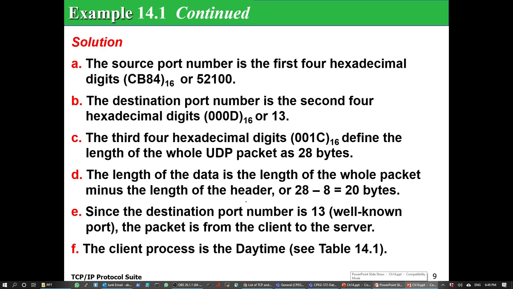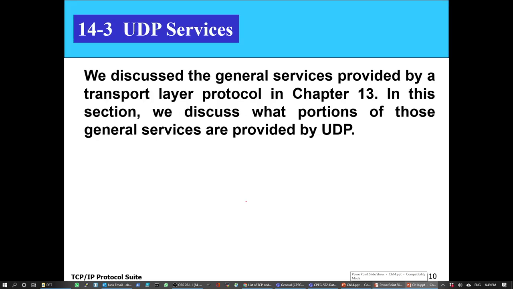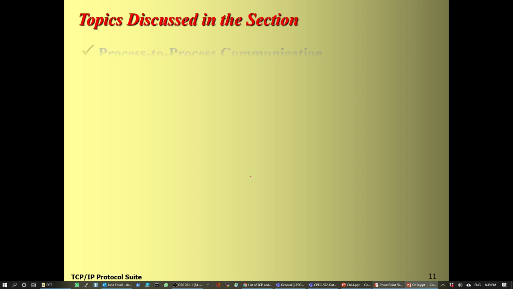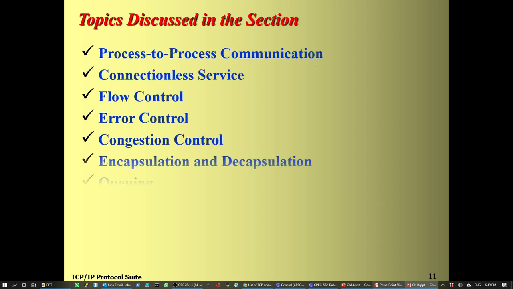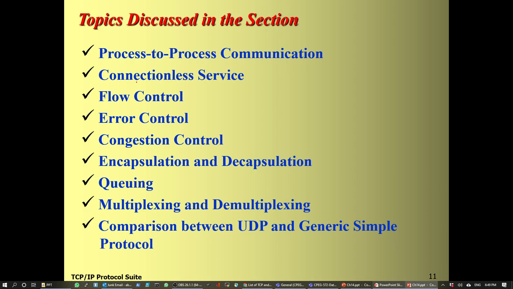And this is the solution we're doing. So what are the UDP services? It provides three services. The first service is process-to-process communication. The second one is that it's a connectionless service. Then let's take a look at flow control, error control, congestion control, encapsulation and decapsulation, queuing, multiplexing, demultiplexing, and then a comparison between UDP and the generic simple protocol.